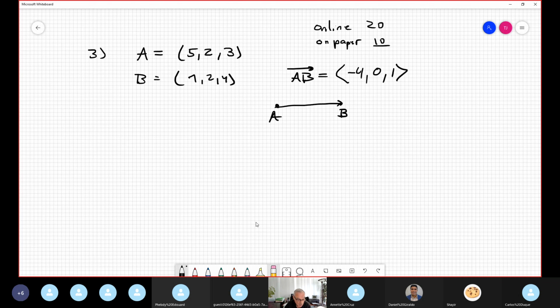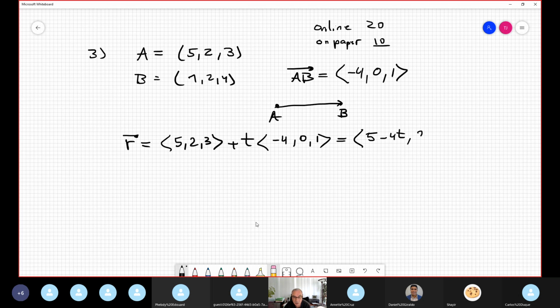This is the direction vector. And the equation in vectorial form: you convert the point 5, 2, 3 to the position vector, plus the scalar t times the direction vector, negative 4, 0, 1. Now this is perfect. However, some people prefer writing it that way: 5 minus 4t, comma, 2 plus 0t, because the direction vector here is 0, and 3 plus 1t.